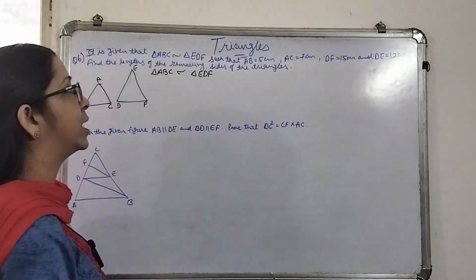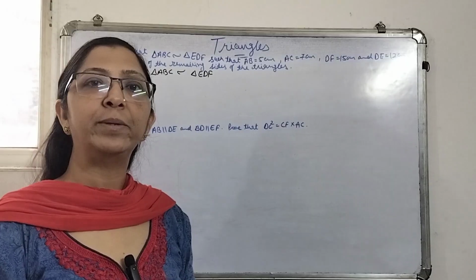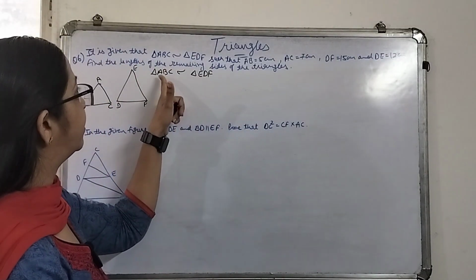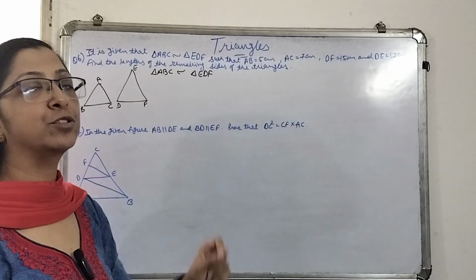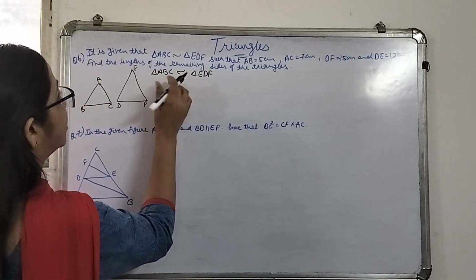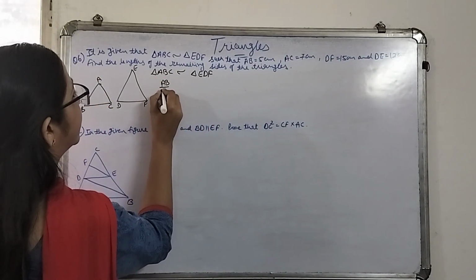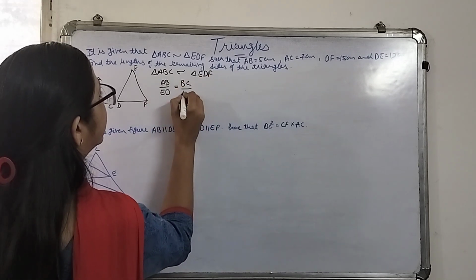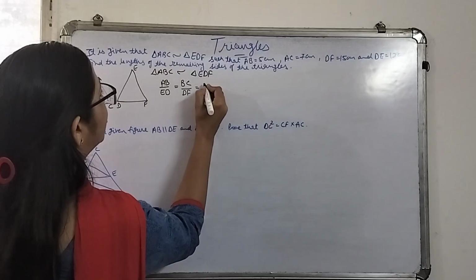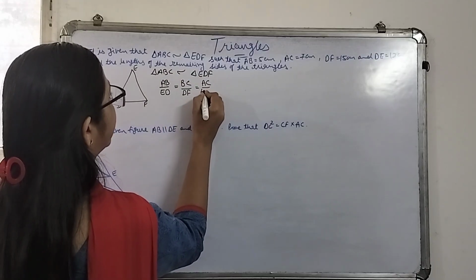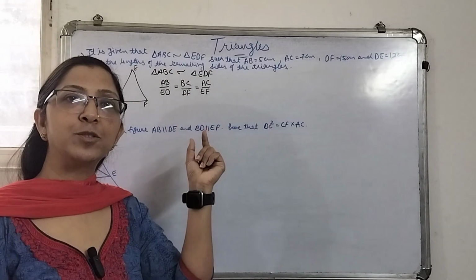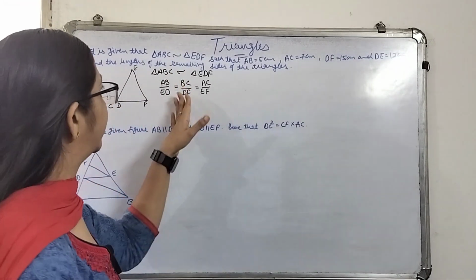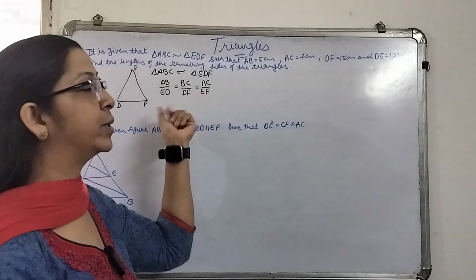And if the triangles are similar, their corresponding sides will be in the same ratio. We know that. So over here, A corresponds to E, B corresponds to D, and C corresponds to F. That simply means the ratio of AB over ED will be equivalent to BC over DF will be equivalent to AC over EF. We have taken the ratio of the corresponding sides, since it was already given to us that the triangles are similar.